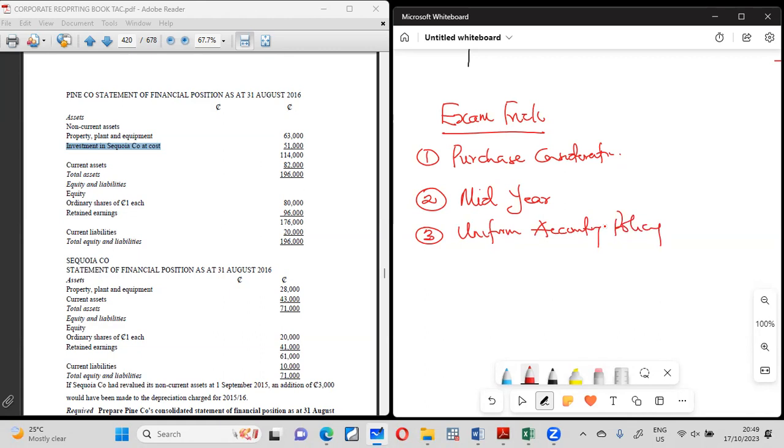Maybe I am the parent. In my place, I use the straight line method to value the depreciation of my asset. But the company that I want to buy is using reducing balance. So my straight line, they are reducing balance. We can only prepare consolidated financial statements if our policy is the same. So I need to convert theirs from reducing balance to straight line.